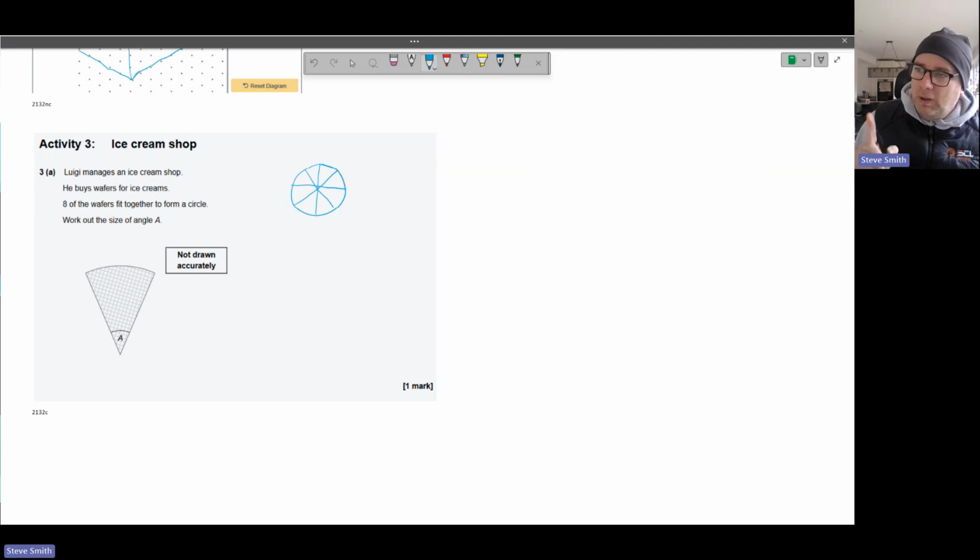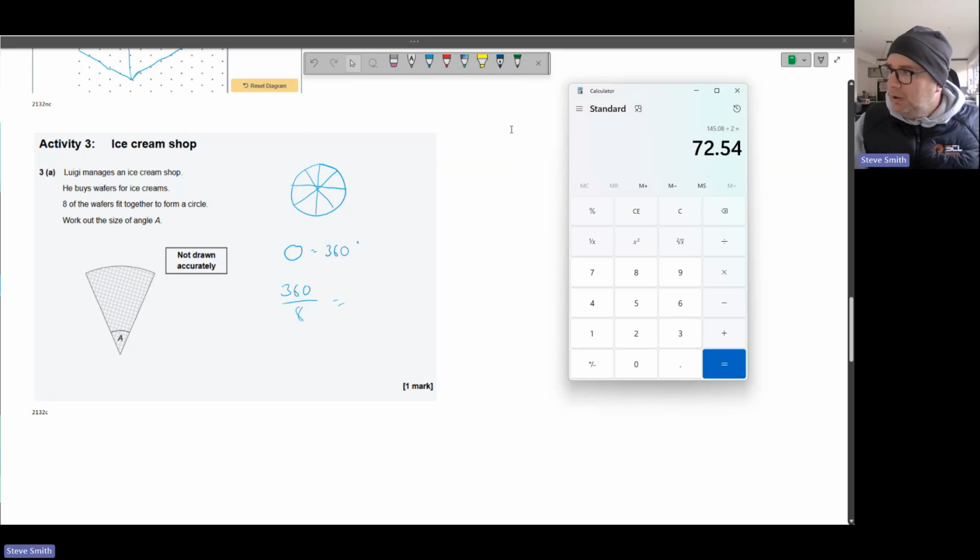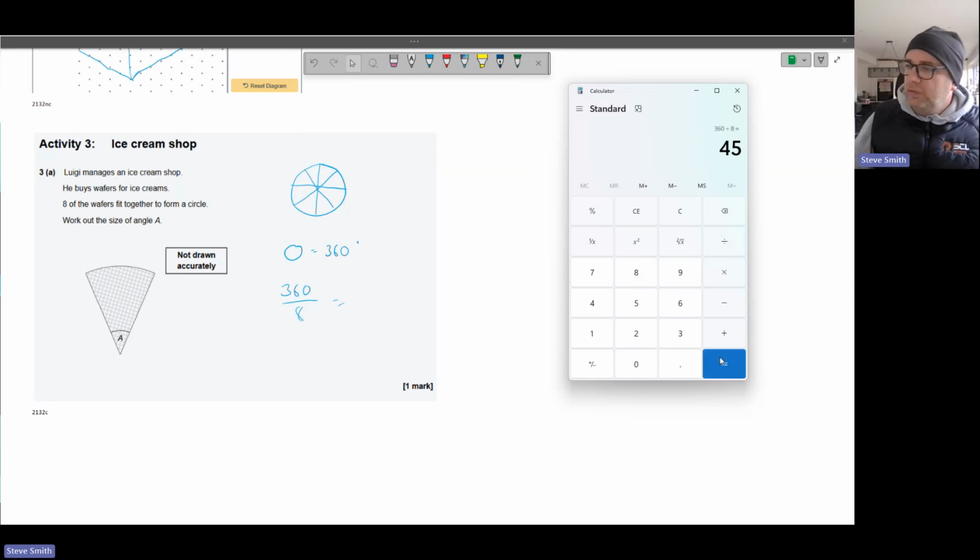So if we remember from that question above, we said that a circle is 360 degrees all the way around. If we just divide 360 by Luigi's 8, because he wants 8 wafers, and it's a calculator paper, if you want to use a calculator, you absolutely can. If you think about 320 divided by 8 would be 40. So if we've got another 40 divided by 8, we should get 5. So 360 divided by 8 equals 45.